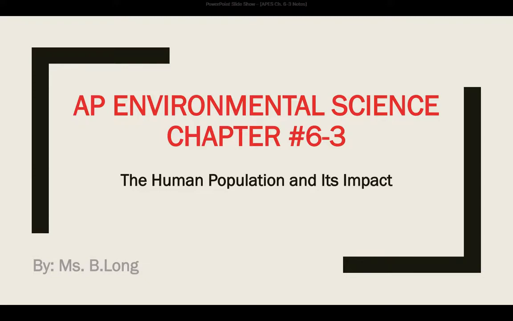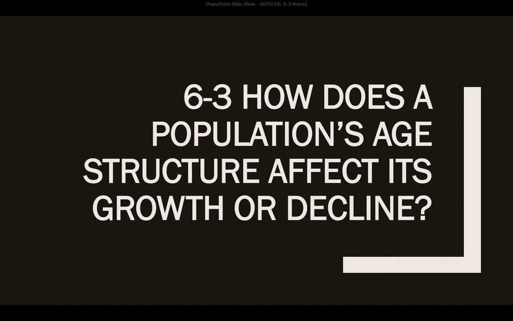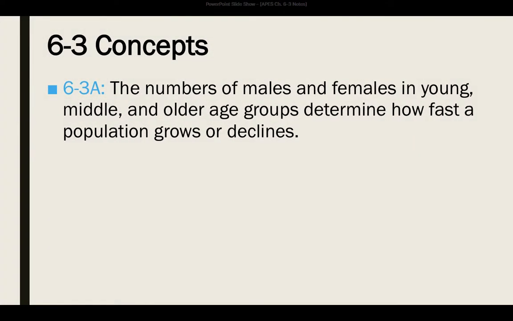This is AP Environmental Science Chapter 6, The Human Population and Its Impact. This lecture will cover Section 3, How does a population's age structure affect its growth or decline? For this section, there is one key concept.